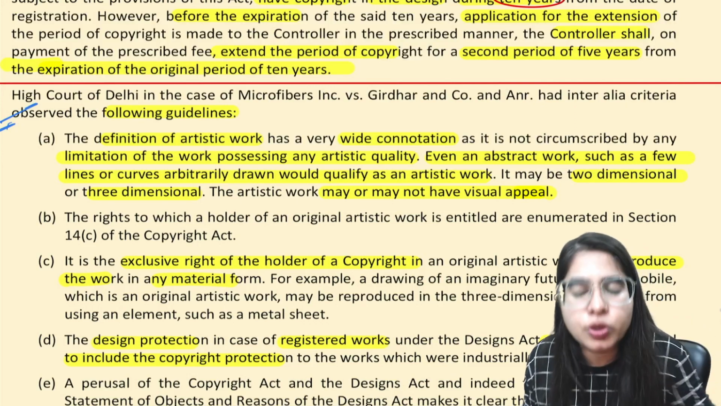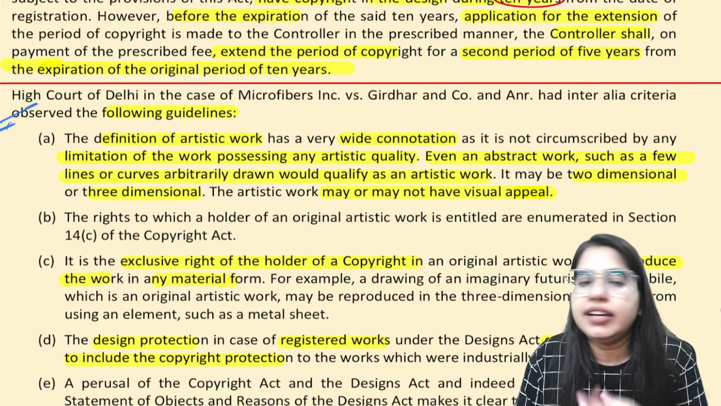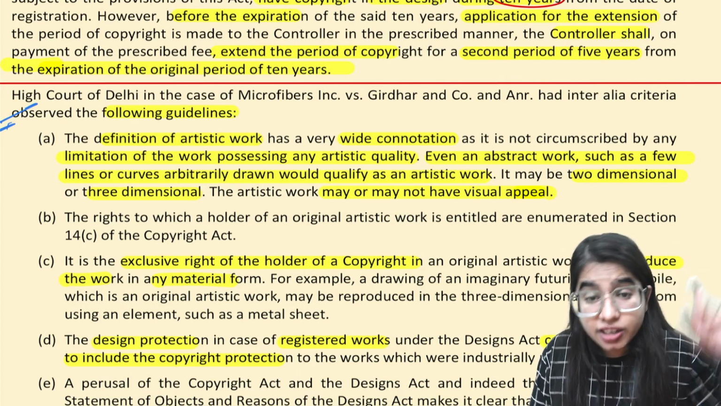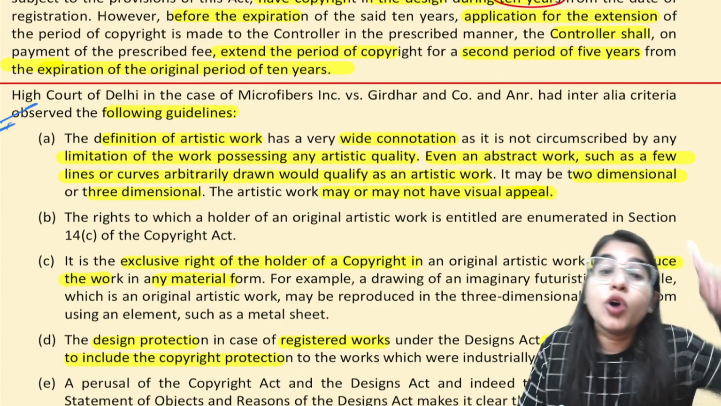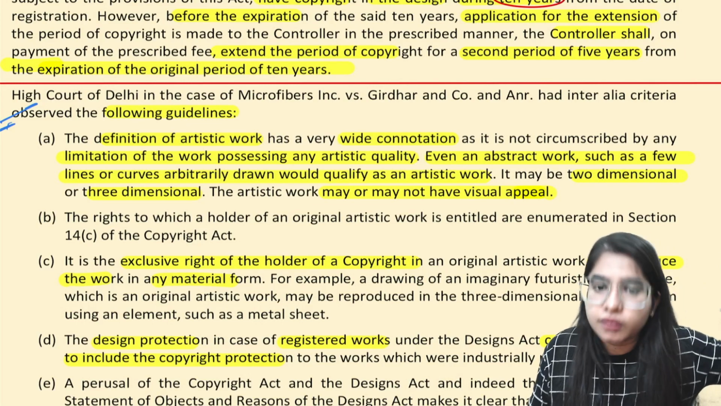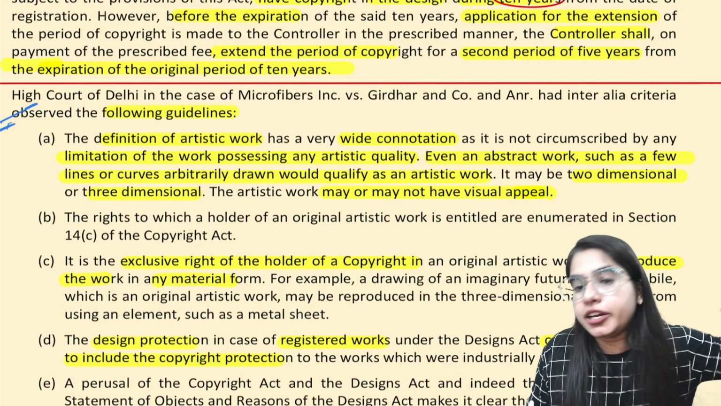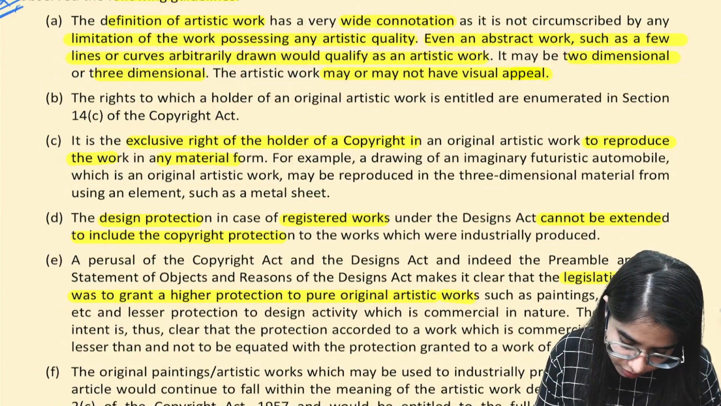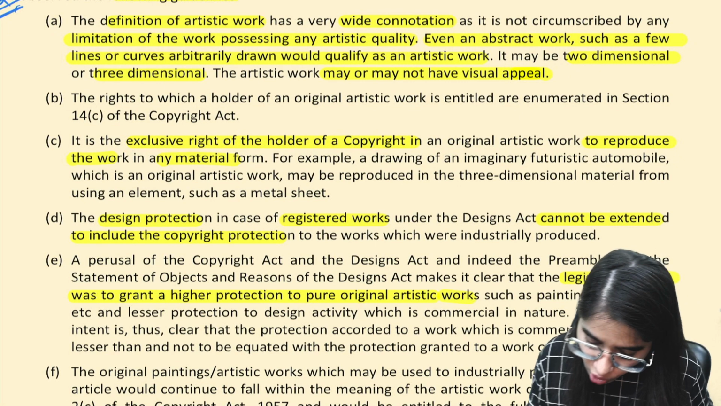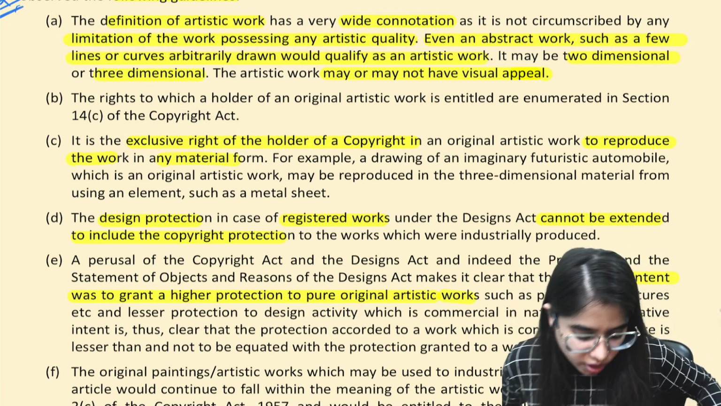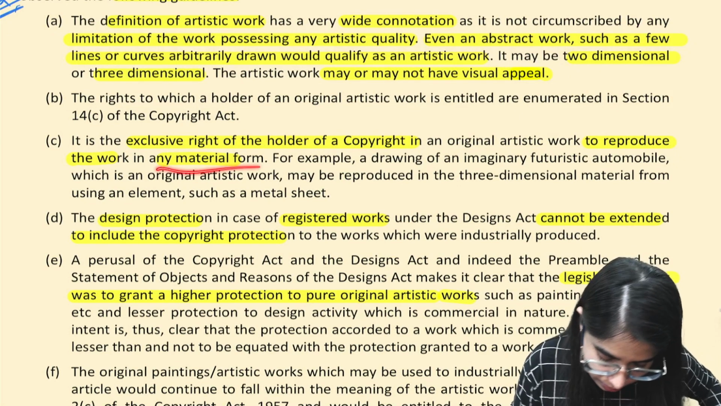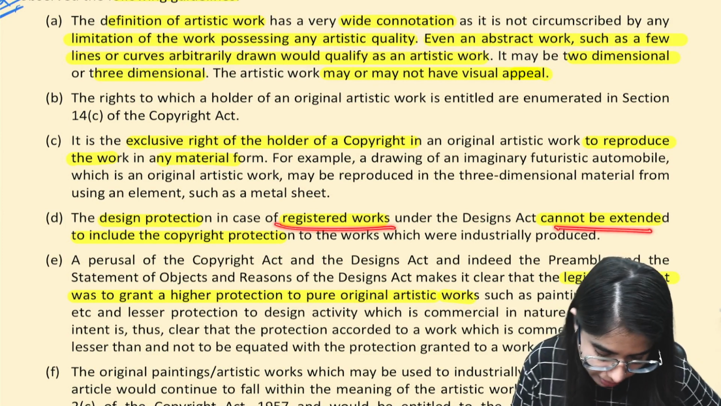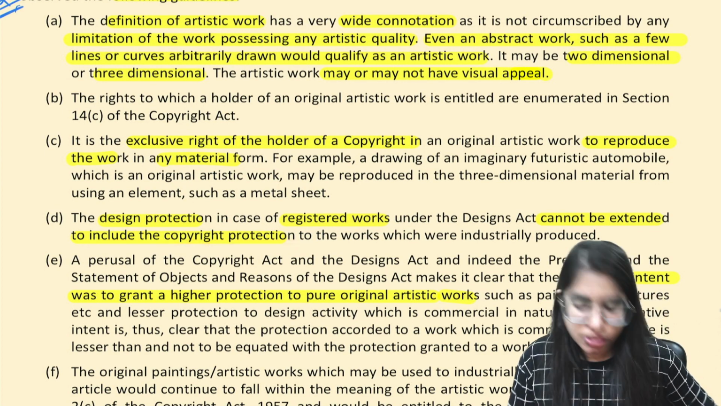But for artistic work you get copyright protection, you don't get design protection. Artistic work, we have studied, does not come under design law. For artistic work you can get copyright protection but not design protection. What it is, is the exclusive right of the holder of copyright in an artistic work to reproduce the material form. The design protection in case of registered work cannot be extended to include copyright protection.